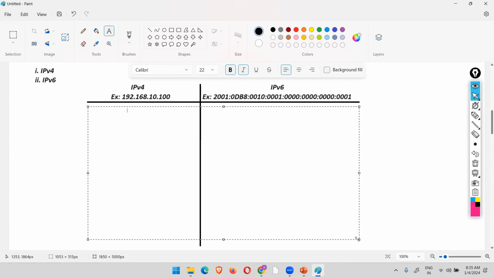One is size. So you are saying IPv4 is 32 bits, and this is 128 bits. In bits, will the B be capital or small? Why not capital? And what is a byte? A byte is 8 bits.